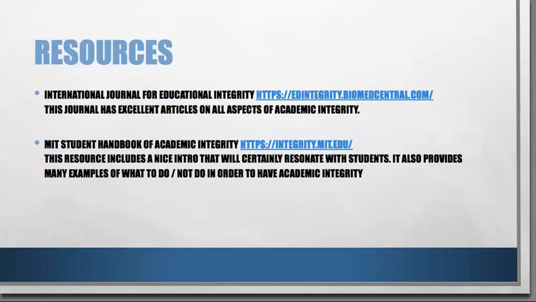Here are some resources to continue your exploration of this topic. In addition, the MIT Student Handbook is an excellent example of a resource that can be used in your courses.